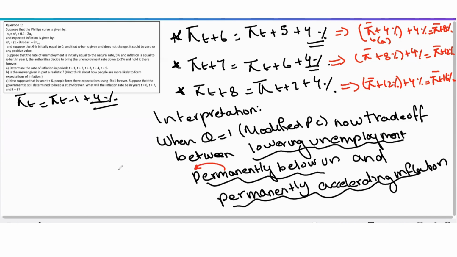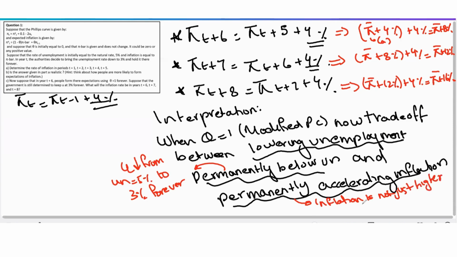So how are we lowering it? So U decreased from UN equal to 5% to 3% forever. And permanently accelerating inflation is not just higher. So inflation is not just higher than pi bar. It's not just above pi bar now, but it's increasing by 4 percentage points every year, right?